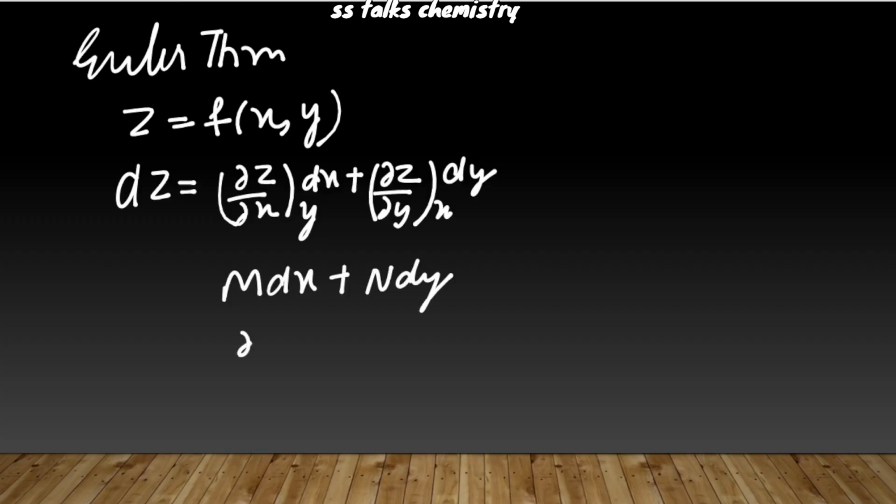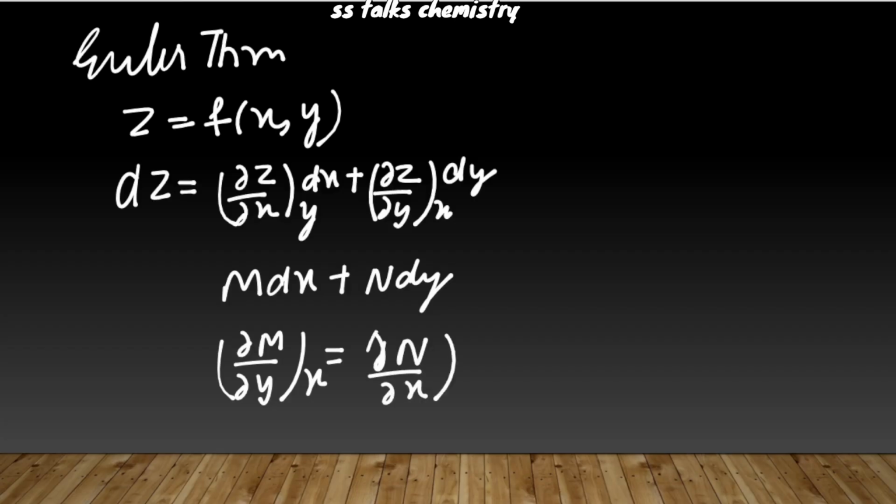So now ∂M/∂Y at constant X is equal to ∂N/∂X at constant Y. Right, so you can see the replacement has been done. Now M was ∂Z/∂X, so this we have written as ∂/∂Y of (∂Z/∂X). This was at constant Y. This differentiation we have made at the X values.